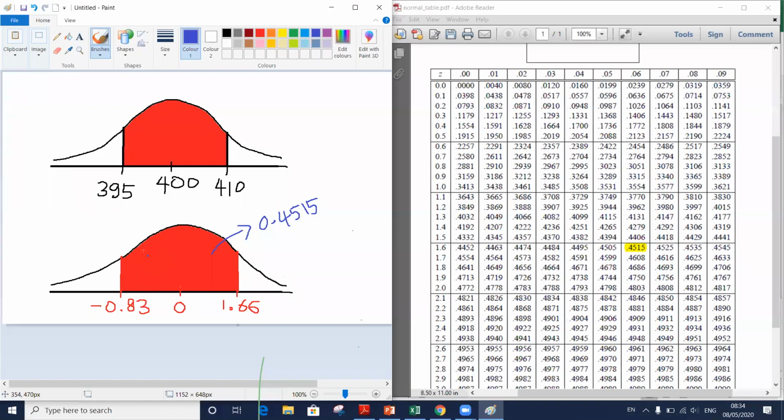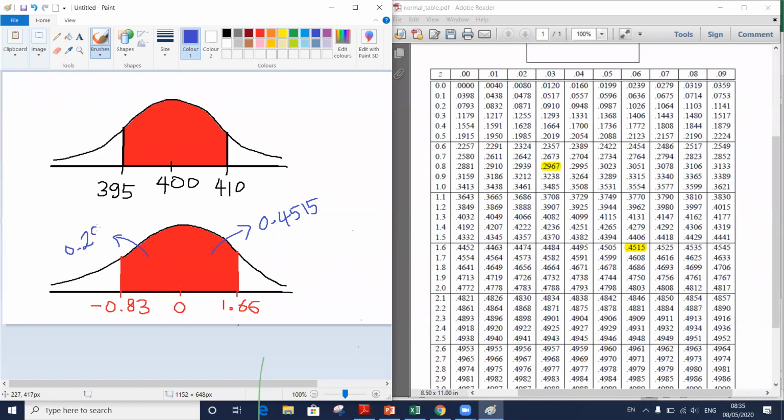For 0.83, what should be the probability? From 0 to minus 0.83, right? 0.8 is here, 3 is here, so it should be 0.2967.